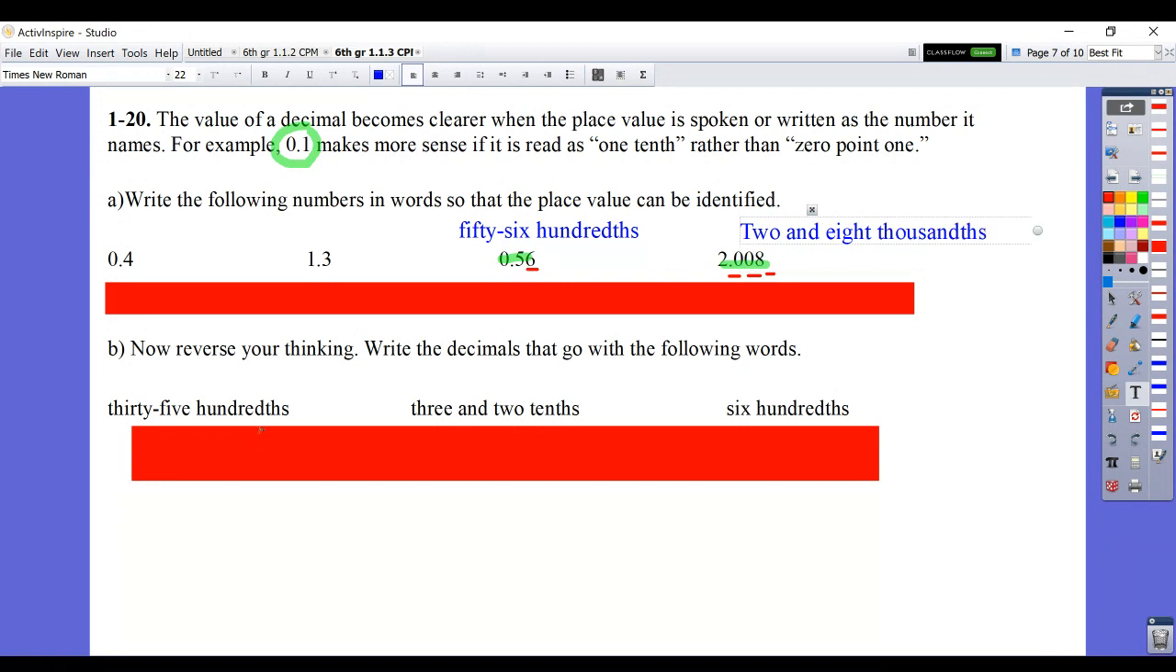Then they want you to go the other way. If you see the number 35 hundredths, how would you write it as a decimal? If you see the number 3 and 2 tenths, how do you write that as a decimal? And if you see the number 6 hundredths, how do you write that as a decimal? So hopefully these examples will help you with that.